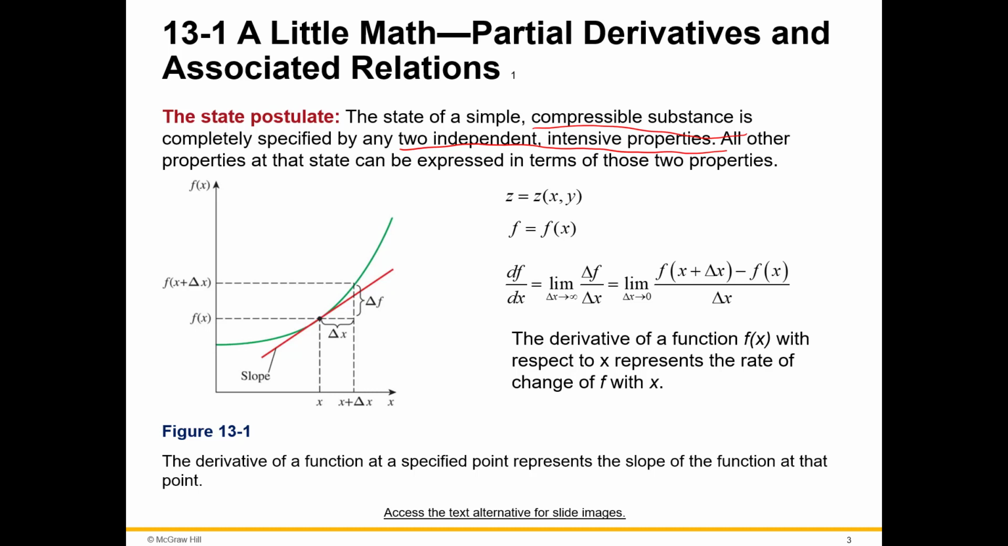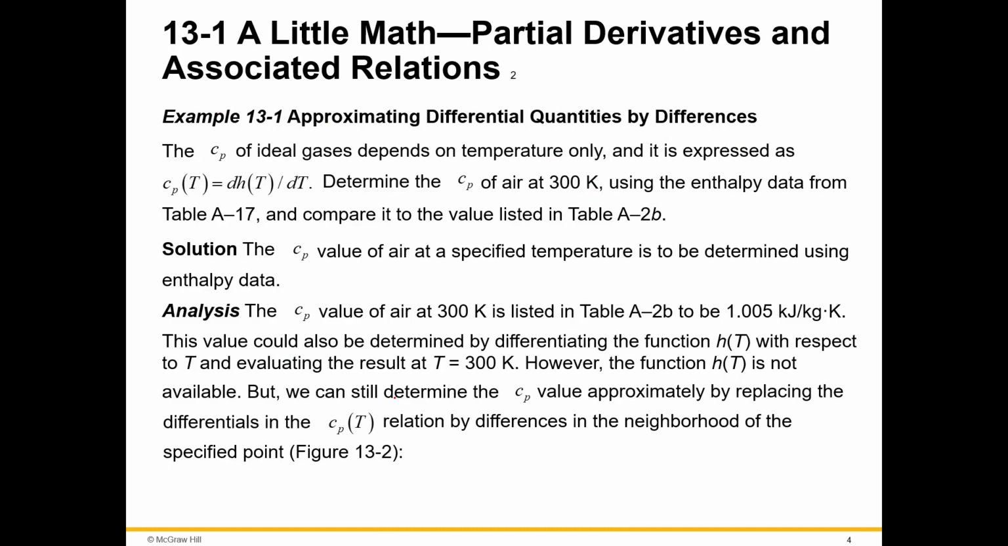So we have z in reference to x, y. We have f, and that equals f of x, which is that function. The derivative of a function f of x with respect to x represents the rate of change of f with x. So it's over here on a function f of x diagram. And the derivative of a function at a specified point represents the slope of the function at that point. So that's just giving you some information about some of the basic math that we're going to be doing here.